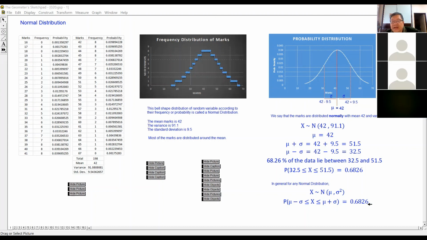And the probability of X between mu minus sigma and mu plus sigma is 0.6826. That means the probability of X between these two numbers, this probability here, is 0.6826. And if you translate that into a percentage, how many percent of them will lie between positive sigma and negative sigma? 68.26%.